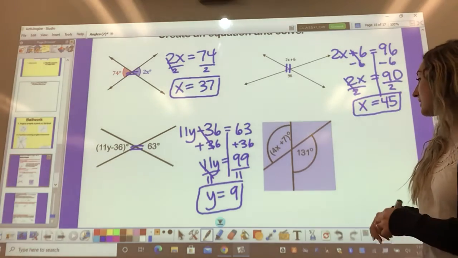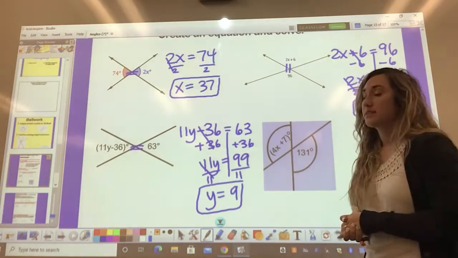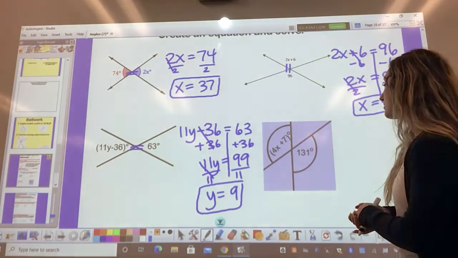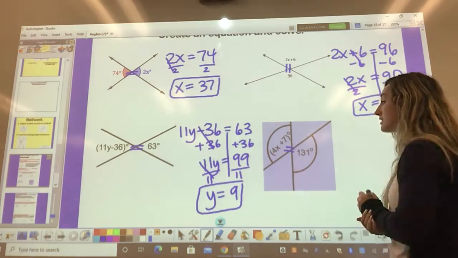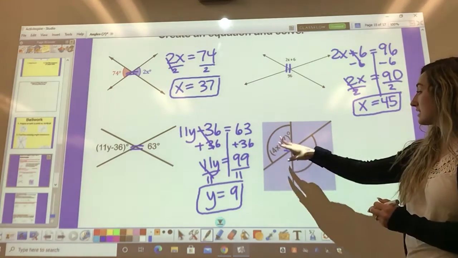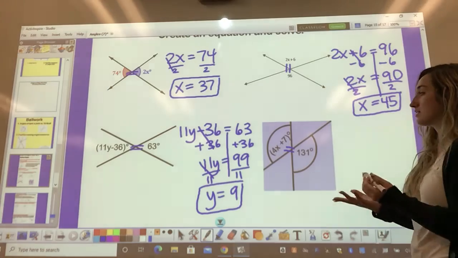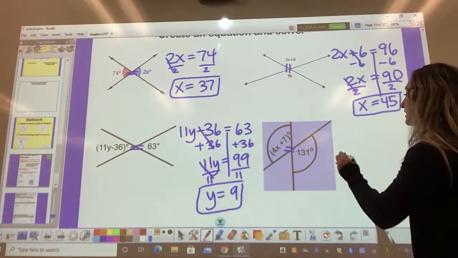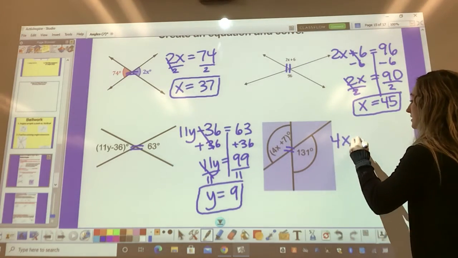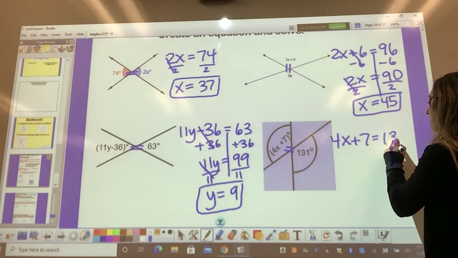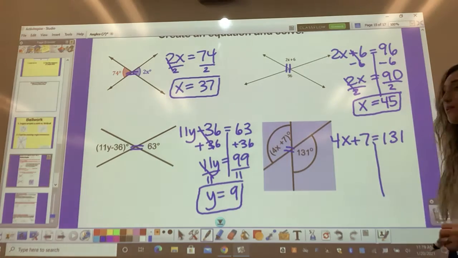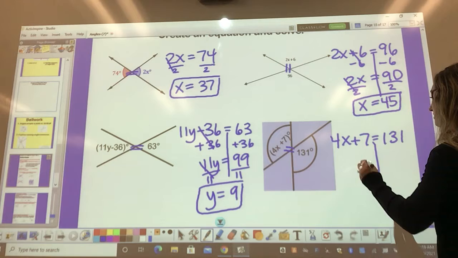And then this last one, again, we are given the information for the vertical angles. So that means these things need to be equal. I need this to equal 131. So let's figure out what x needs to be to get there. So 4x plus 7 needs to equal 131. Let's solve this to figure out x.